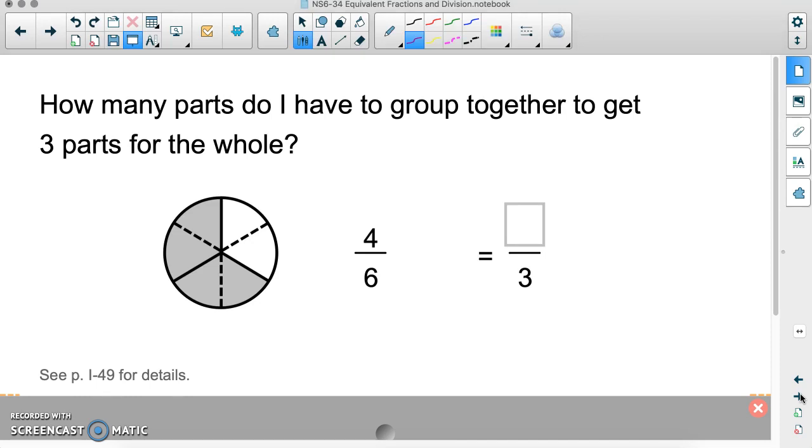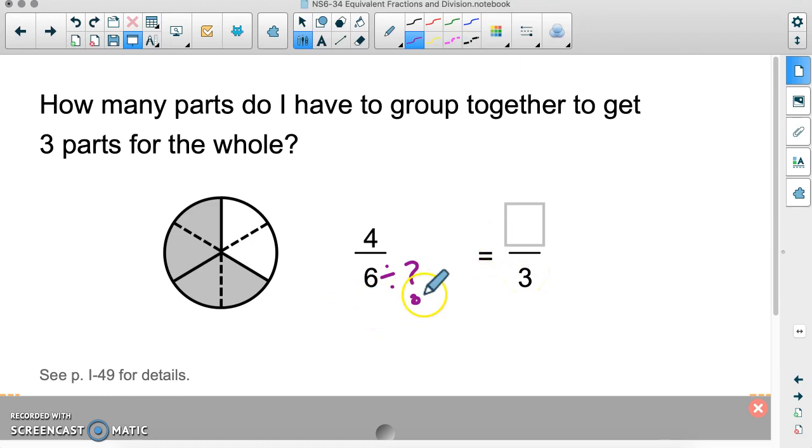So let's use division to write an equivalent fraction. How many parts do I have to group together to get 3 parts for the whole? If I want just 3 parts for the whole rather than 6, how many do I have to group together? So let's think of this as 6 divided by what equals 3? Let's make this actually look like a question mark so it doesn't get confusing. So 6 divided by what is equal to 3?